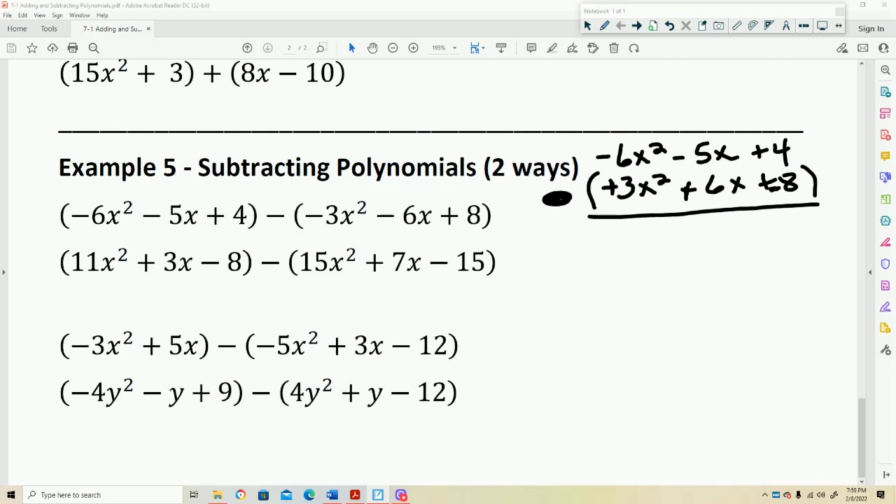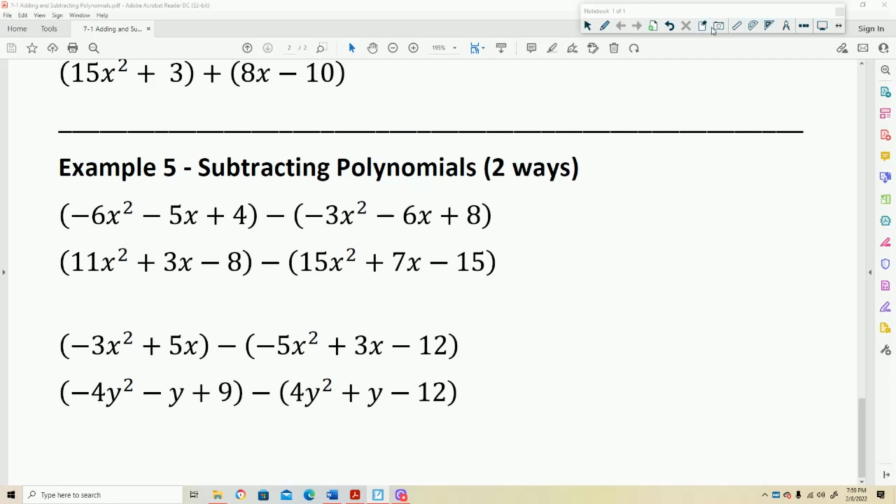Okay, so negative 6x squared, positive 3x squared is negative 3x squared. Negative 5, positive 6, that's a positive 1x, or just x. Then a negative 8 and a positive 4 is negative 4. And you're done. This is standard form, and it looks great. Okay, let's erase that, and let's go to the next one.